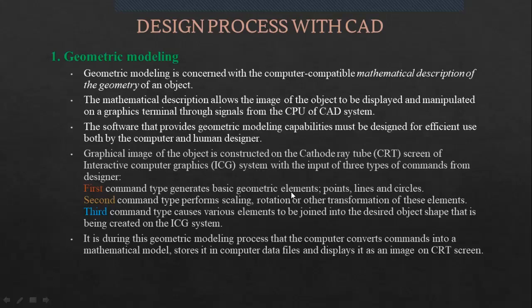The first command type generates basic geometric elements like points, lines, and circles, right? The second command type performs scaling, rotation, transformation, right? The third command type causes various elements to be joined into the desired object shape being created on the ICG system. Simultaneously, this happens, right? First we have the creation of points, lines, and circles, and then you try to manipulate them. That's your second command. And the third command is the relationship between all those points. You have a line being drawn, right?